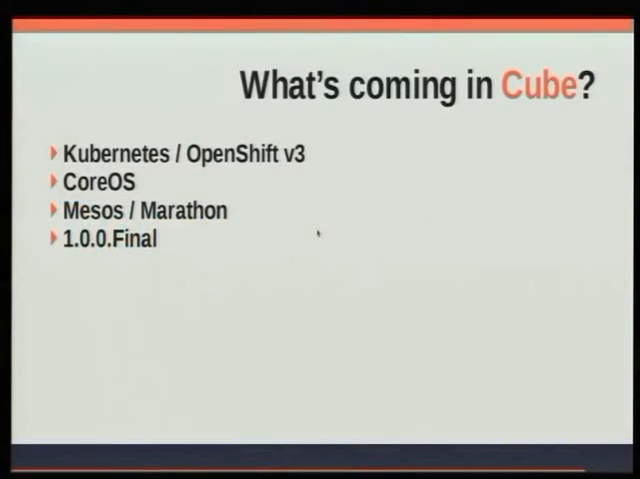Okay, we dropped that one. No time. So what's coming? Kubernetes and OpenShift 3 support we have kind of in the latest alpha releases. More work we'll put into those. Also around CoreOS and Mesos as well. So Kube will be essentially the Arquillian abstraction that deals with anything Dockery and the control over those.